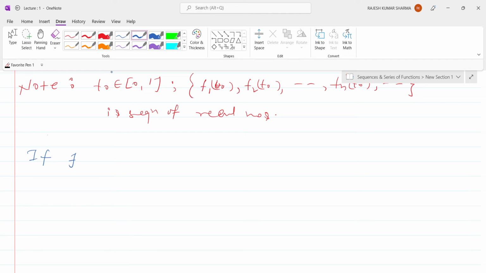But in sequences and series of functions, there are two types of convergence: one is pointwise convergence and another is uniform convergence.